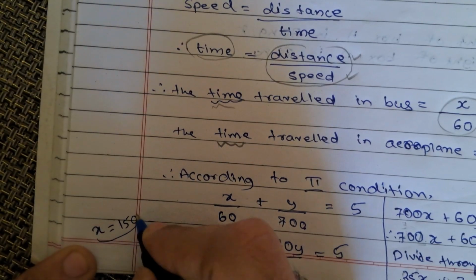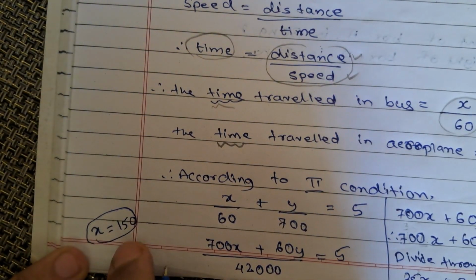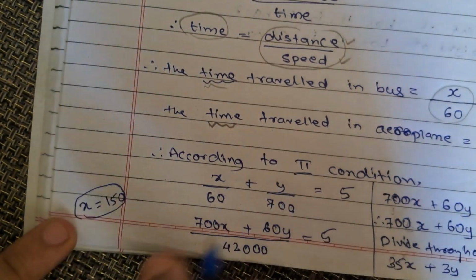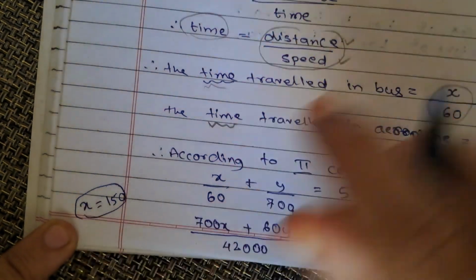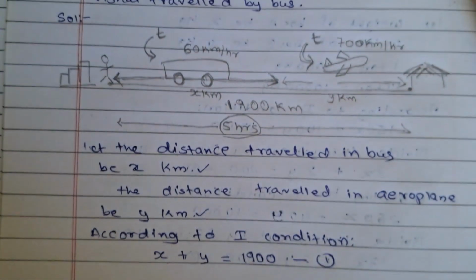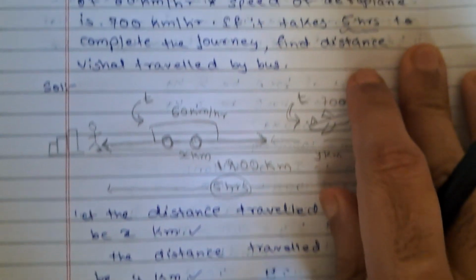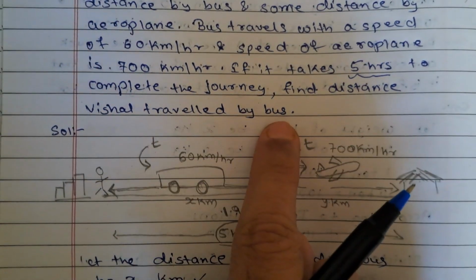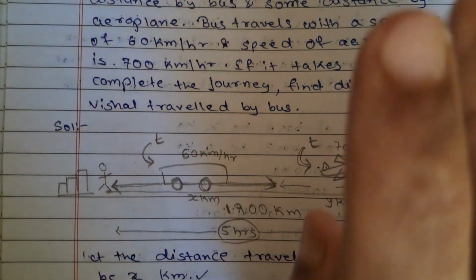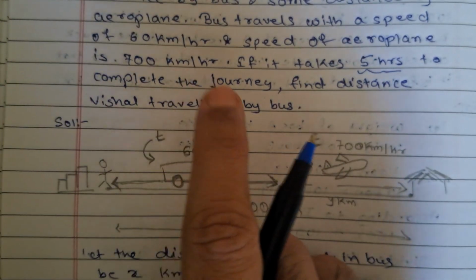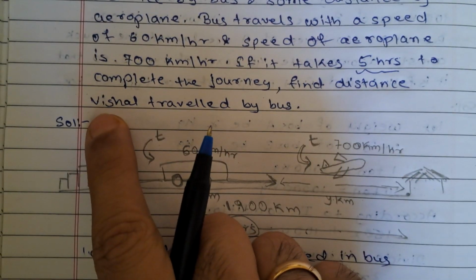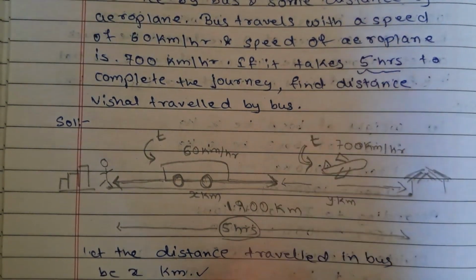150, then don't find the value of y, okay, because that is not needed at the first place, because what we all need is just the value of x, because x is nothing else but the distance that he traveled by bus, and that was something that I need to find also, right? Find the distance Vishal traveled by bus. So once you get the value of x as 150, you should end up your answer saying that therefore the distance Vishal traveled by bus is 150 kilometers.